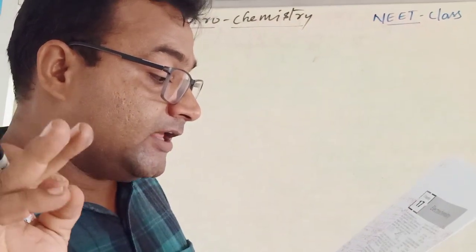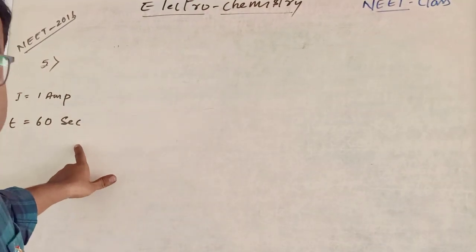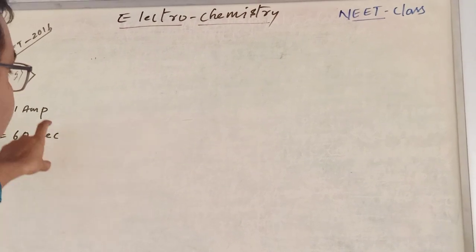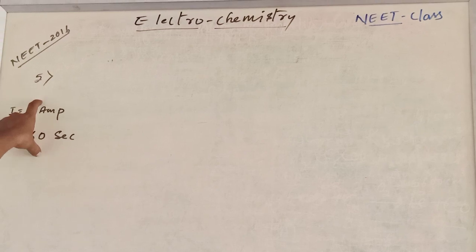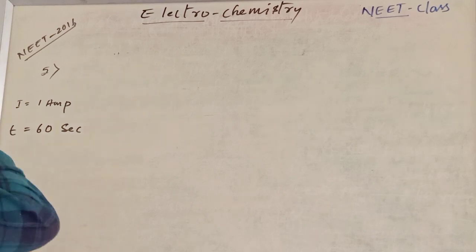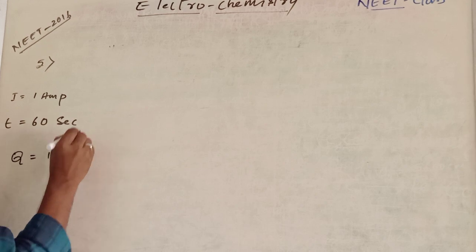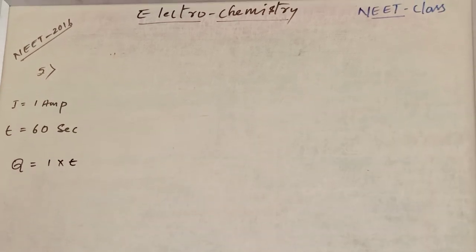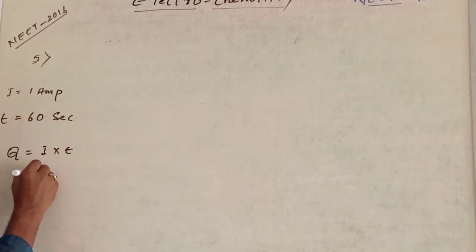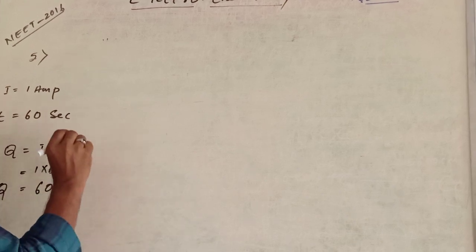The number of electrons delivered at the cathode when so much quantity of current is passed. He is asking how many electrons are associated with this quantity of current. We need to find the number of electrons. First find out the quantity of current. So quantity of current Q is equal to I into t. Again, this problem is based on the first law of Faraday. I is 1 and t is 60, so total Q is equal to 60 coulomb.